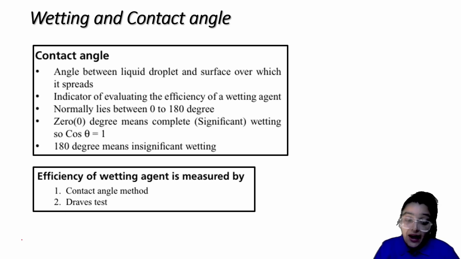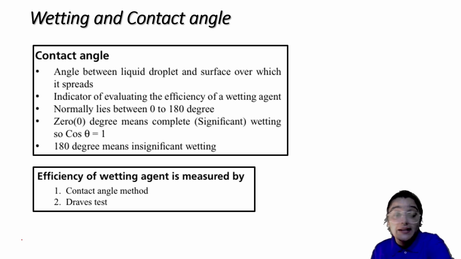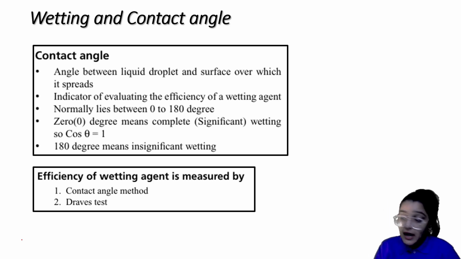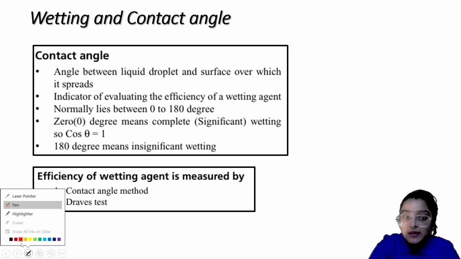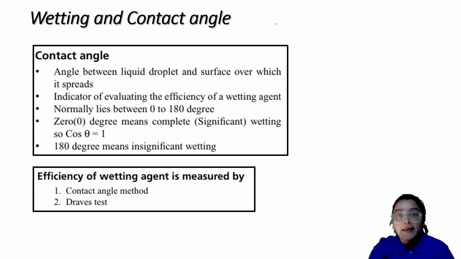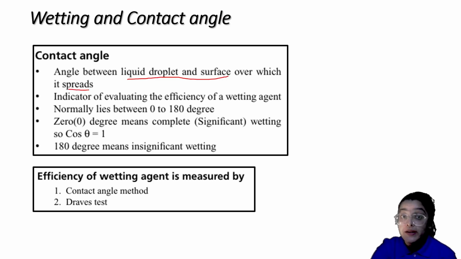Now yes, we have talked about this topic in your surface tension and interfacial phenomena, but we are going to discuss it today also: wetting and contact angle. As the name suggests, we had explained it with an example of a drop that makes an angle. The contact angle is the angle between the liquid droplet and the surface over which it is going to spread. Now this is going to evaluate the efficiency of your wetting agent.